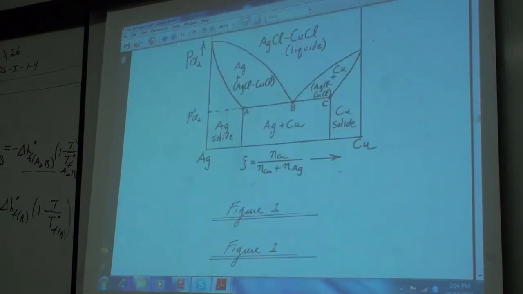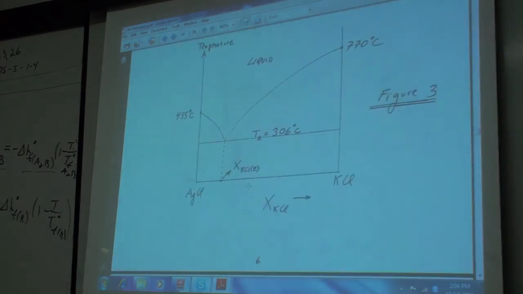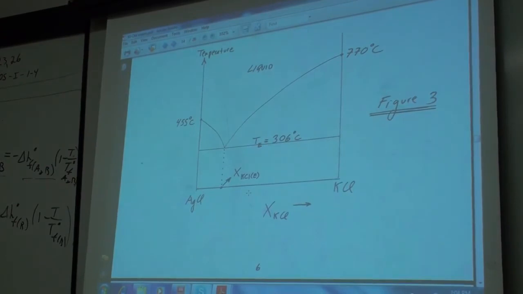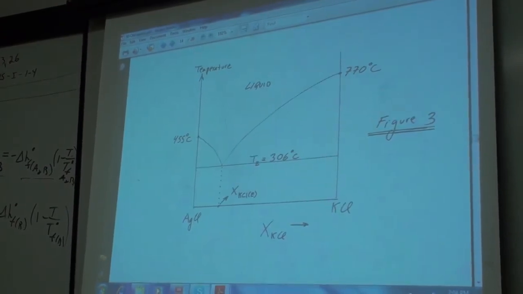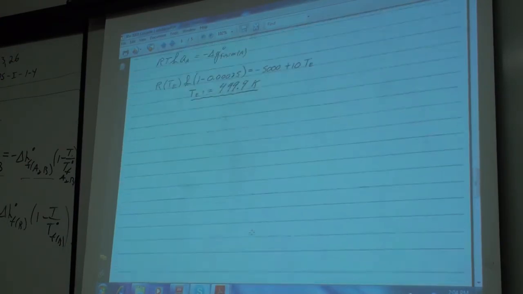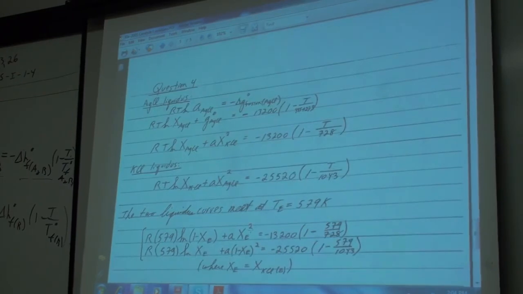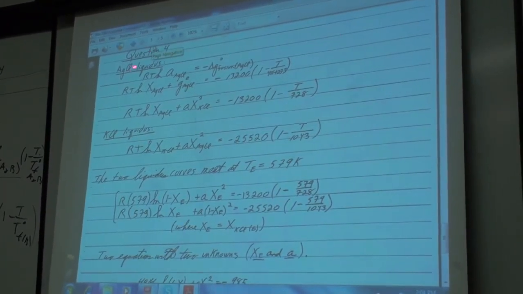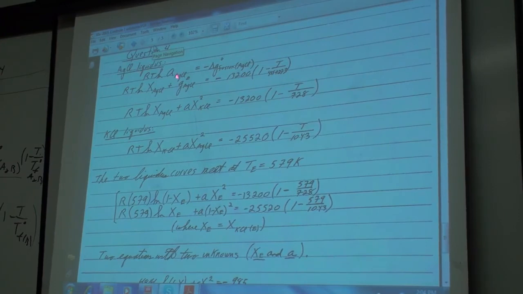So you've got a phase diagram like that, and you want to calculate the eutectic temperature and the eutectic composition. The liquid is a regular solution, and you've got the heats of fusion here. And as usual, we will make the simplifying assumption that the heats of fusion are independent of T. So you have two liquidus lines. You have the silver chloride liquidus. This is the liquid in equilibrium with solid silver chloride.